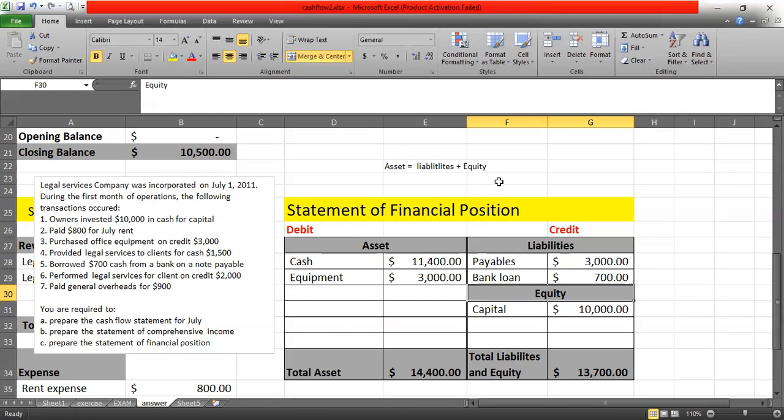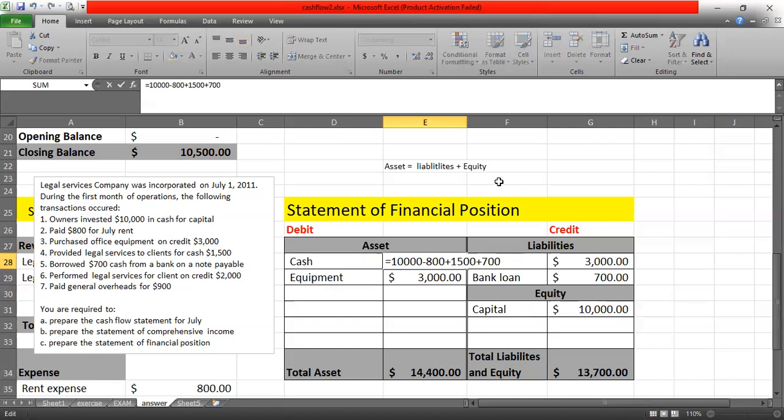Okay, now moving into transaction number six. Perform legal services for client on credit for $2,000. Nothing affected in the statement of financial position. And the last would be paid general overheads for $900. So this one, however, will decrease our cash by $900 since the expense is paid in cash. So our cash, therefore, will be decreased.